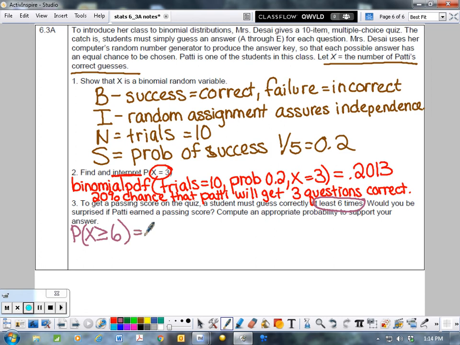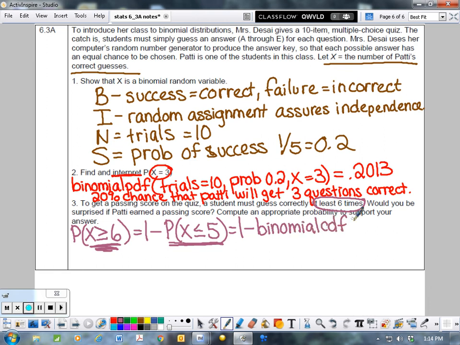Now remember, binomial CDFs only calculate less than or equal to. So I have to do 1 minus a probability that x is less than or equal to. And so since 6 is included in here, I can't include it in what I'm subtracting. So I have to drop down 1. And I'm going to do 1 minus the probability that we fail. So we get less than 6.